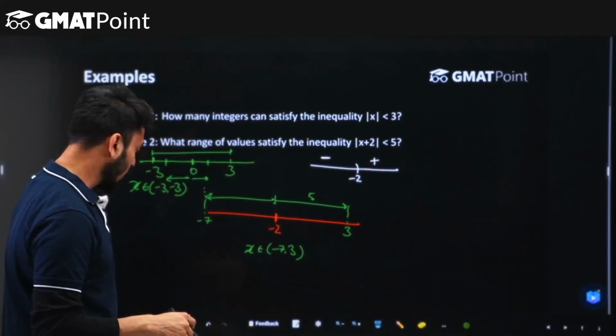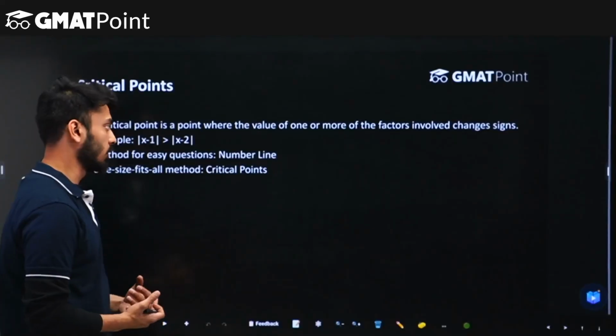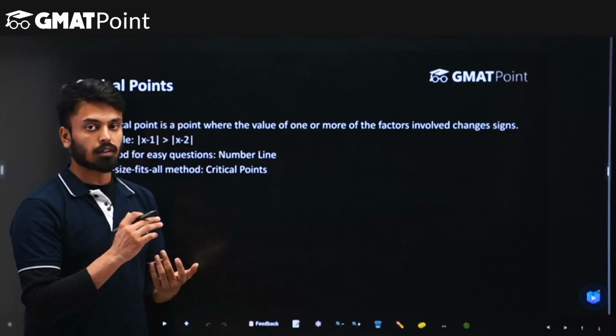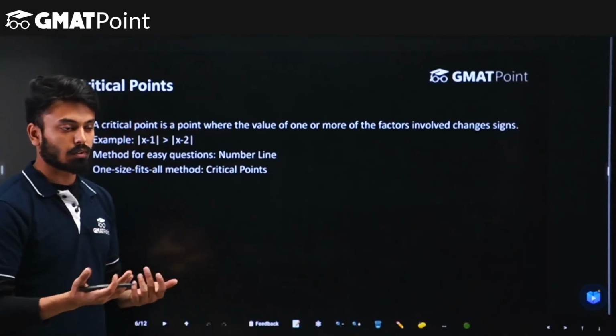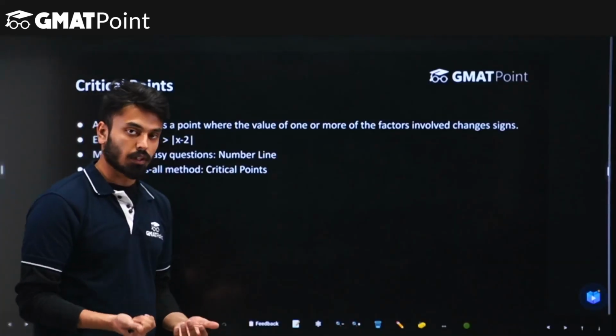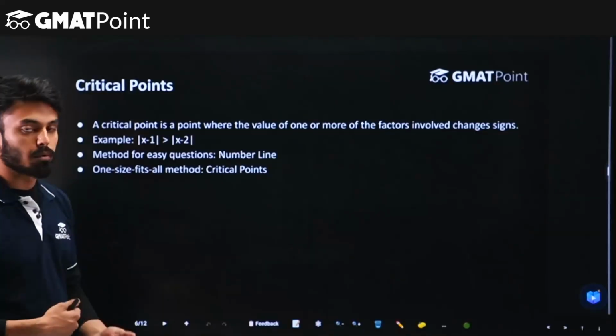Right? Now let's look at why the points around which the sign changes matter. So these are called critical points. Critical points are the points around which a function changes its sign. Now in the examples we've looked at so far, there was only one critical point, right? In the mod x plus 2 less than 5 example, there was only one critical point at x equal to minus 2. But there can be questions where there are multiple critical points.